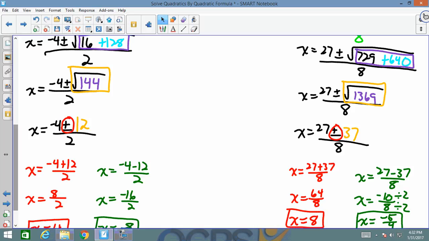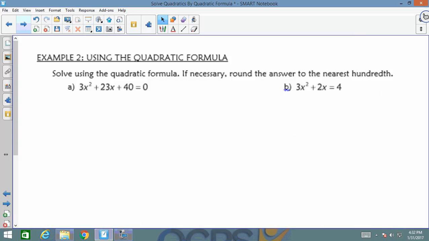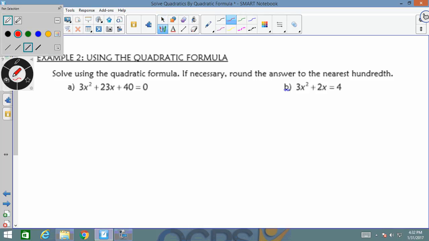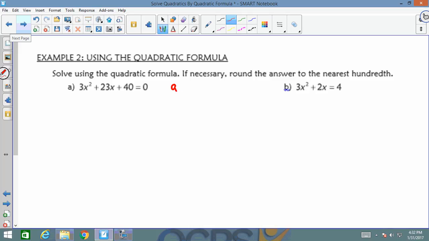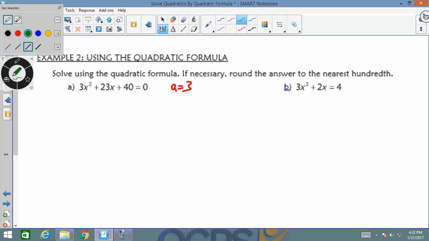Okay. Let's go ahead and do another example, another couple examples. Alright, everything is already on the left-hand side, so we just need to go ahead and now identify our A, B, and C. So our A in this case would be 3. Our B is 23. And our C is 40.